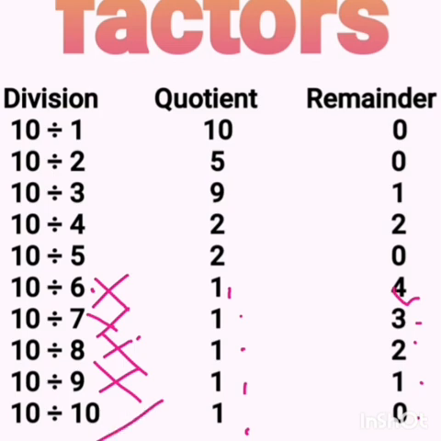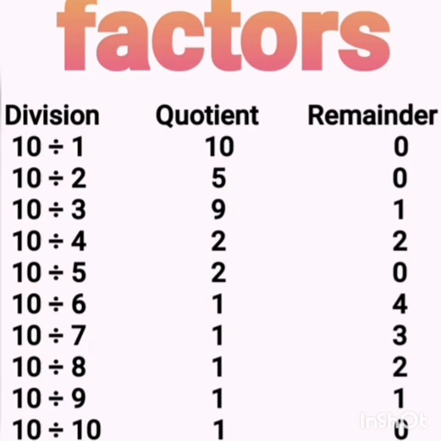So what are the factors of 10? All the numbers with remainder 0. So 1, 2, 5 and 10. These are the factors of 10, because only these numbers when divided into 10 leave a remainder 0. All other numbers have some remainder which is not 0.